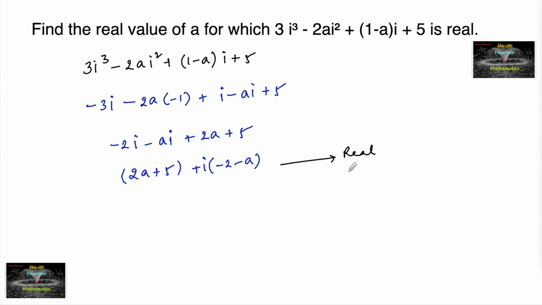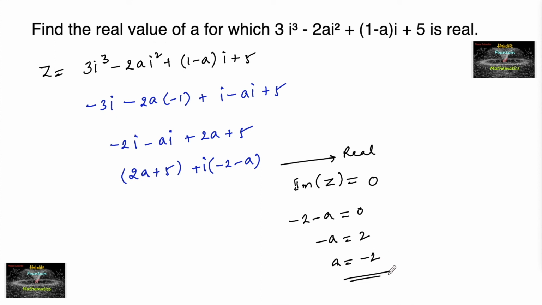If this is a real number, its imaginary part must be equal to 0. So if I take this as z, the imaginary part of z must be equal to 0, that is -2 - a = 0. So we can write -a = 2, or a = -2. So the value of a is -2, right? Thank you.